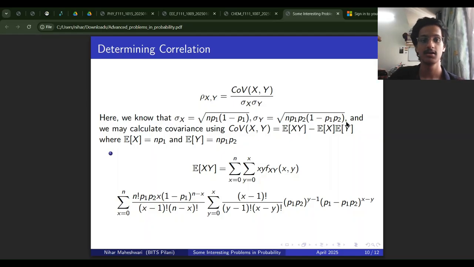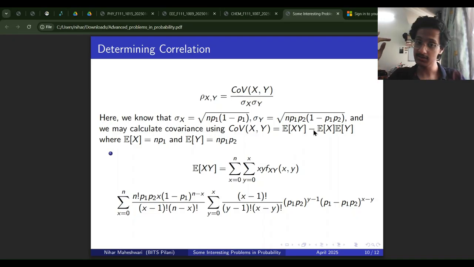And finally, you can find covariance using the expected value of XY minus the expected value of X times the expected value of Y. You know the expected value of X is going to be n p1, and the expected value of Y is going to be n p1 p2. So ultimately, the question just boils down to finding the expected value of XY. In order to calculate the correlation coefficient, you need to find the expected value of XY. That's it. So the question arises, how do you do that?